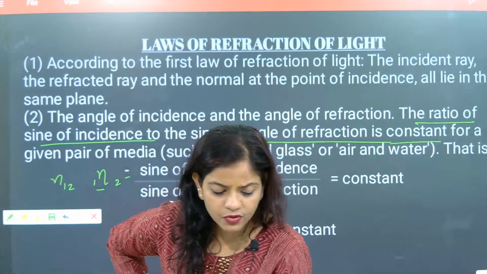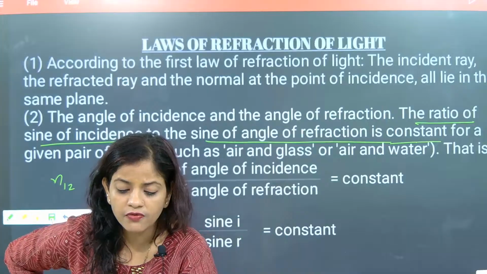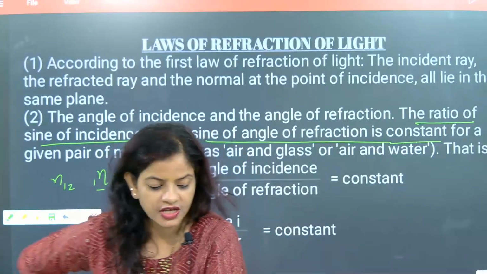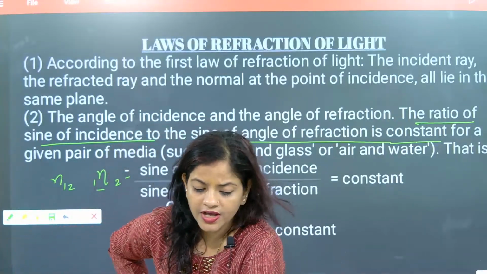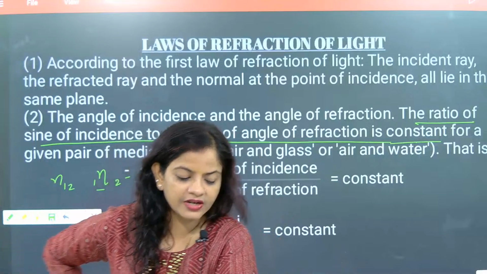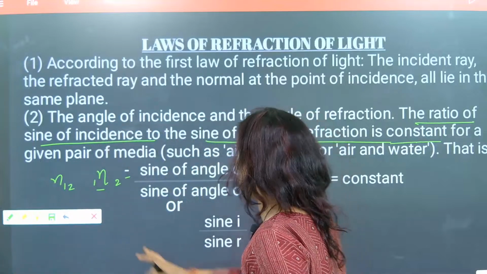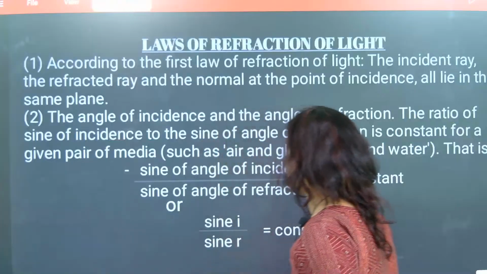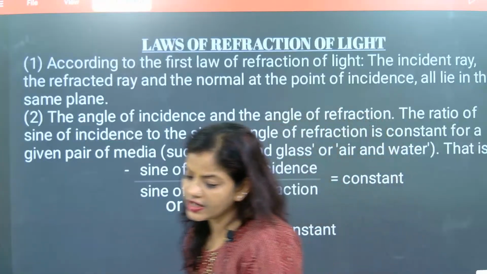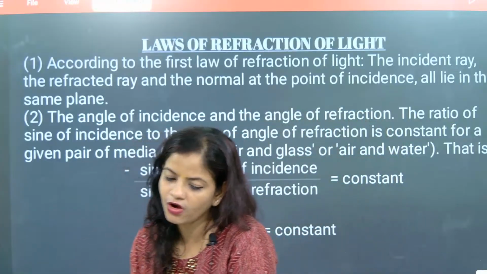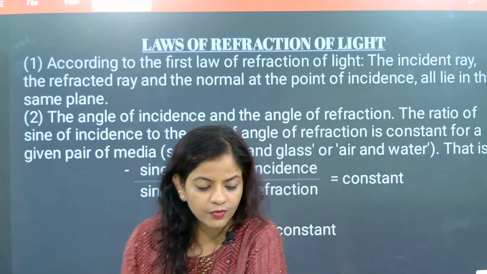Now we have to understand the meaning of absolute refractive index. Children, can anyone tell me about absolute refractive index? We know that sin i by sin r is there. So look here, sin i by sin r is equal to constant. That is the formula of refractive index and I am going to explain it.